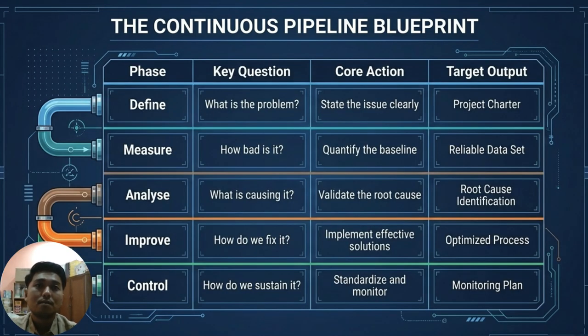This slide summarizes the five phases of DMAIC. The first phase is define, where we clearly identify the problem. The second phase is measure, where we collect data and determine the current performance level. The third phase is analyze, where we investigate the root cause of the problem. The fourth phase is improve, where solutions are developed and implemented. Finally, the control phase ensures that improvements are maintained over time. Together, these five phases form a complete cycle for continuous improvement.